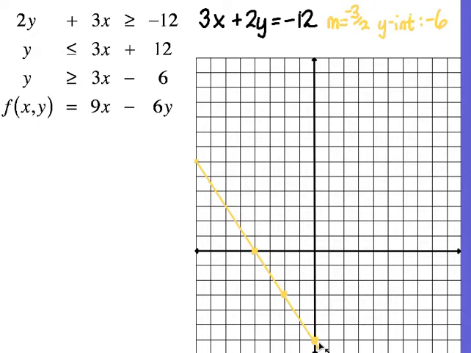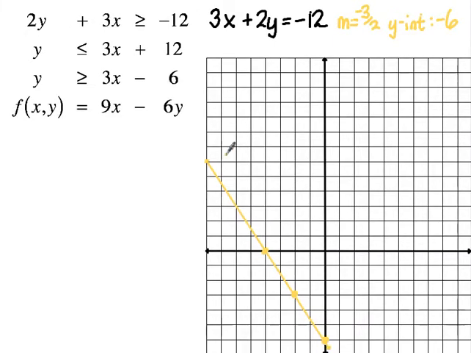Okay, which way am I going to shade? To the left. To the right. I mean, to the right. Oh, negative 12. Right. Sorry.